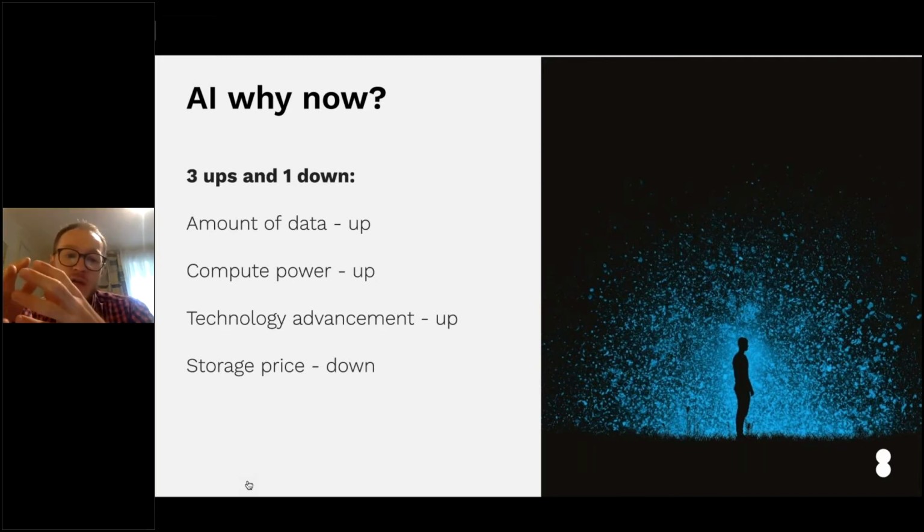So while we have three ups, we also have one down, which is the storage price, right? Before, it was quite hard and quite expensive to store a lot of data. Right now, storage prices have dramatically gone down over the years. And given the fact that data is the fuel for AI, which is the engine, those four factors are, from the technical perspective, enabling AI to be even more successful, and they are driving the adoption of AI in the industry.